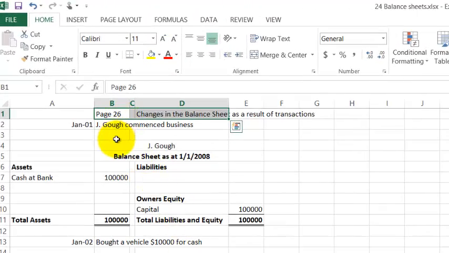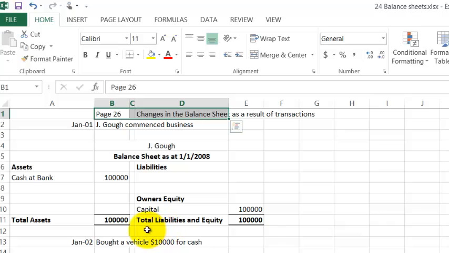This is taken from, as you can see, the illustrative example on page 26 in your text. So this is Jay Goff. Jay Goff has just commenced business. So this is a transaction which, when we put it into a balance sheet, looks like this. He had $100,000 he put in as cash at bank there, and that amounted to the capital contribution. Here you can see that.